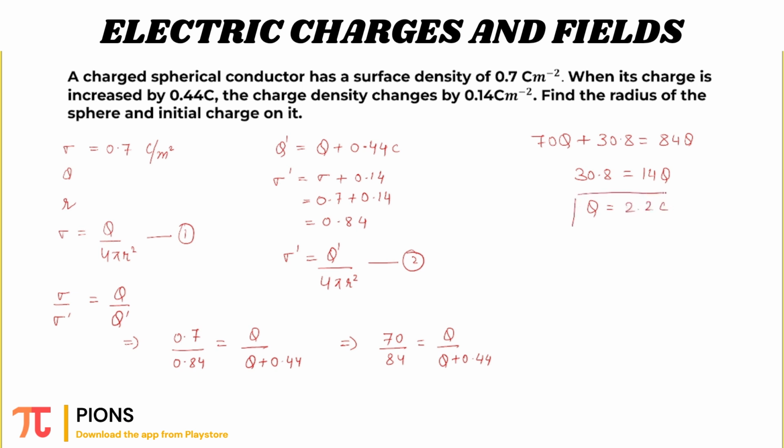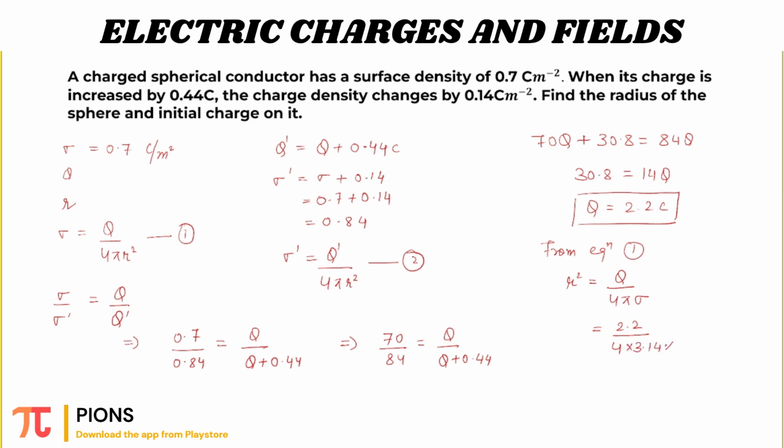Now if this is the charge, let's put it back in equation 1. So from equation 1, R square is nothing but Q over 4 pi sigma, right? And that will be Q is how much? 2.2 over 4 into pi. Let's put it 3.14, and sigma is 0.7.